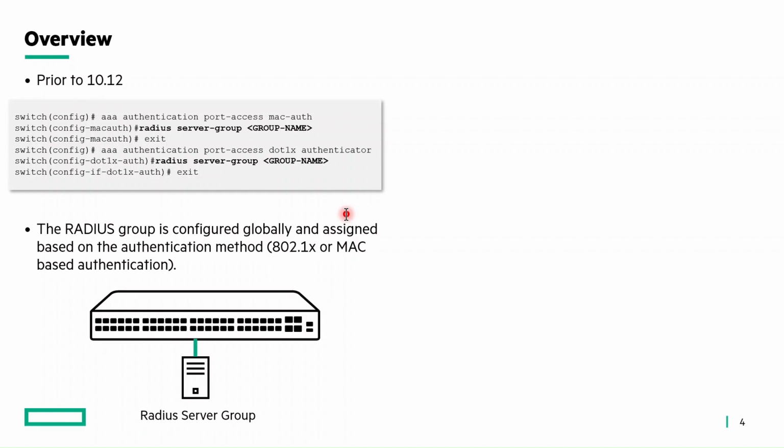So prior to 10.12, the RADIUS server group assignment is global. That is, we have to go to the particular authentication method, like MAC auth and 802.1X, and then assign the RADIUS server group globally. So this assignment is for the entire switch. If there is a 10-member VSF stack, all the ports in the 10-member VSF stack will use only the RADIUS server group associated globally.